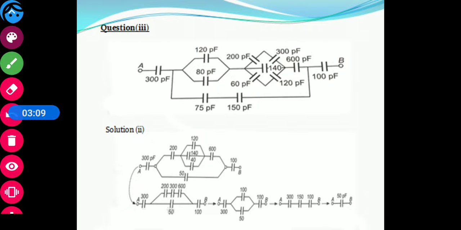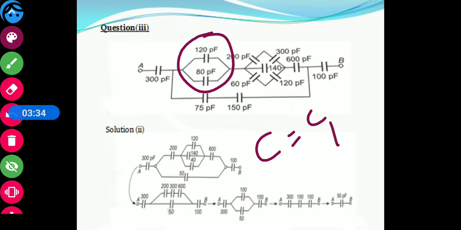Now come to the third question. At first look, this question looks very complicated as many capacitors are shown in this diagram. But if you look carefully, you will see that these two are in parallel combination. In parallel combination, the resultant C is equal to C1 plus C2. So in place of these two, you can write 120 plus 80, that is 200. So these two are reduced to 200.